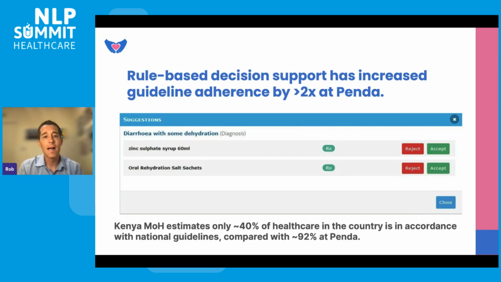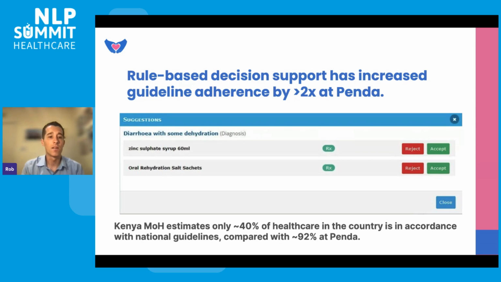I want to take us back to the rule-based decision support that we implemented because it's been really key to how we've improved quality. So, like I said, only 40% of healthcare is provided in accordance with national guidelines. And this system has helped us reach 92% at Penda. The way it works is when a clinician enters a diagnosis, they get some local guidelines suggested as options that they can either accept or reject.